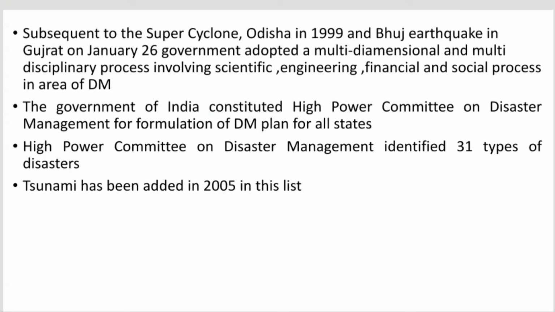Now, subsequent to the super cyclone in Odisha in 1999, the Bhuj earthquake in Gujarat also happened, on Republic Day. Thereafter, the government adopted a multidimensional and multidisciplinary process involving scientific, engineering, financial and social processes in the area of disaster management. The Government of India constituted a High Power Committee on Disaster Management for formulating the disaster management plan throughout all the states in India. The committee identified around 31 types of disasters, in which the tsunami was added to the list in 2005.